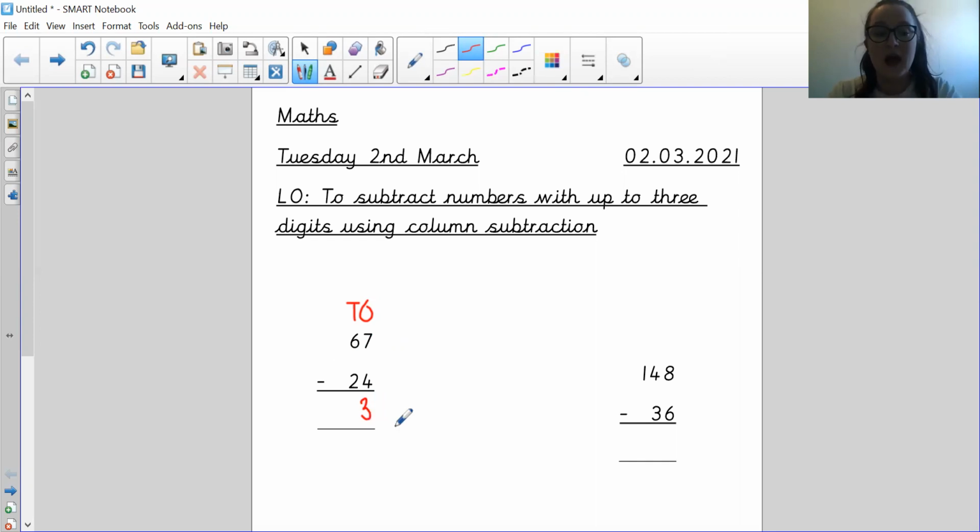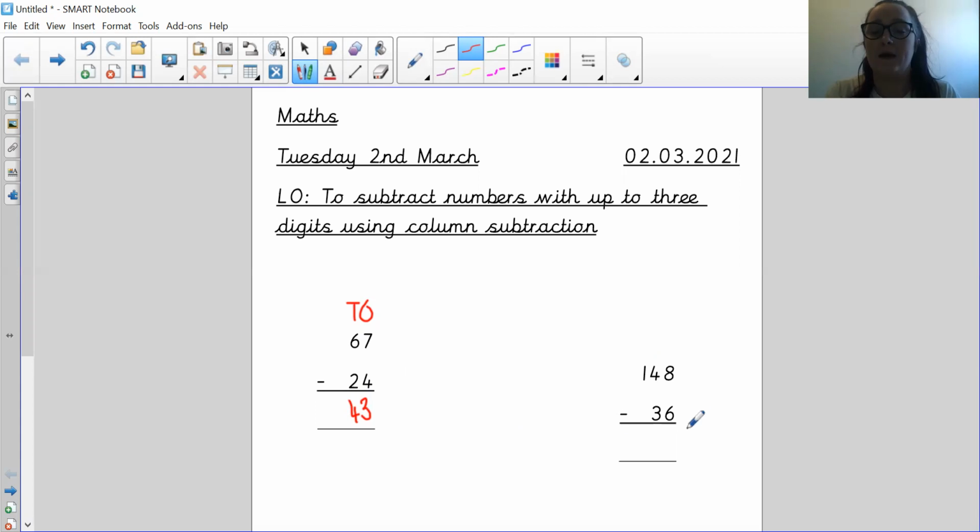Then I look at my tens column. So I've got 6 subtract 2. Now we know it's not 6 and it's not 2. It's 6 tens or 60 subtract 2 tens or 20. So 6 tens on my fingers and I'm subtracting 20. So 60, 50, 40. I put my 4 there under the tens column. So I've worked out the answer: 67 subtract 24 is 43.